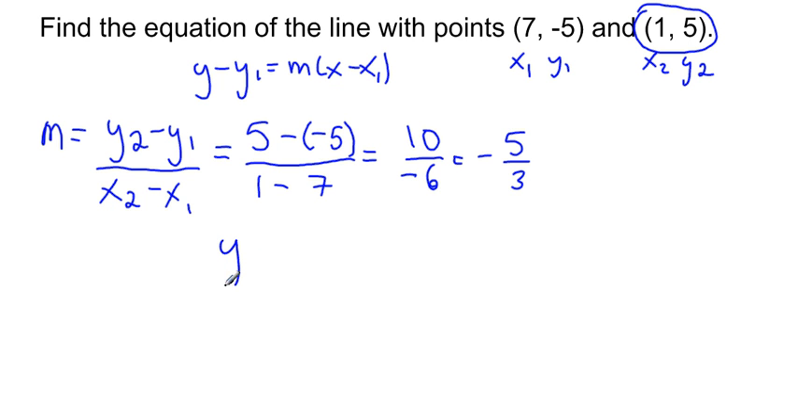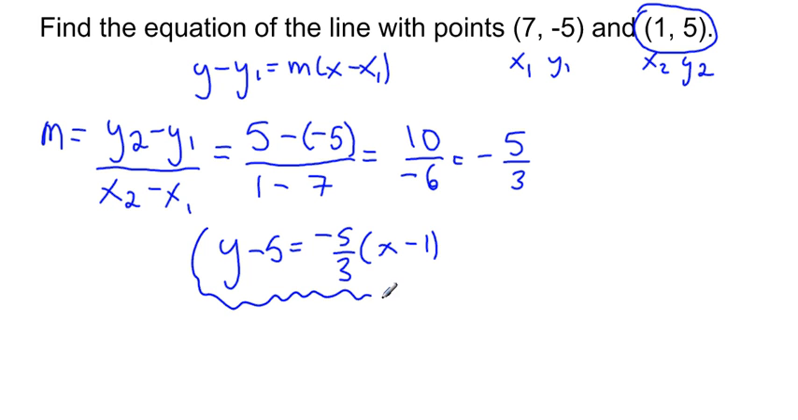So I have y minus, and my number here for y1 in this case is this guy, so 5, is equal to m, negative 5 over 3, and then x minus x1. So there it is. There's a possible answer for the equation of my line.